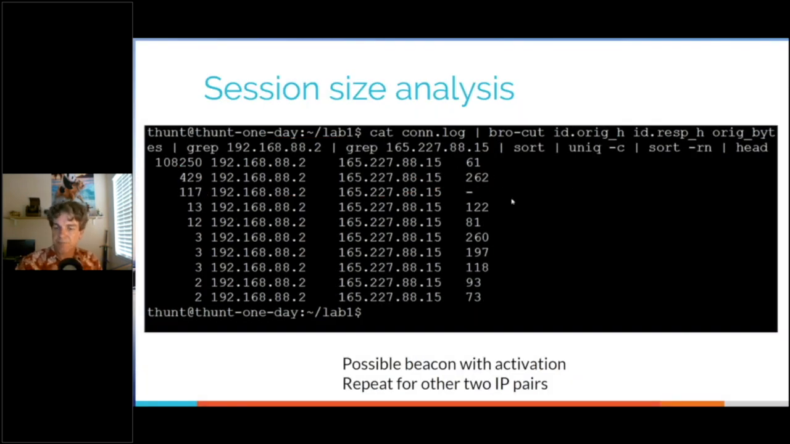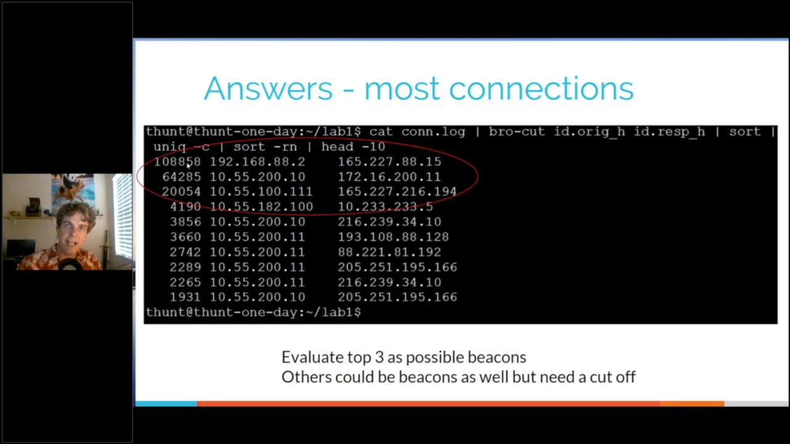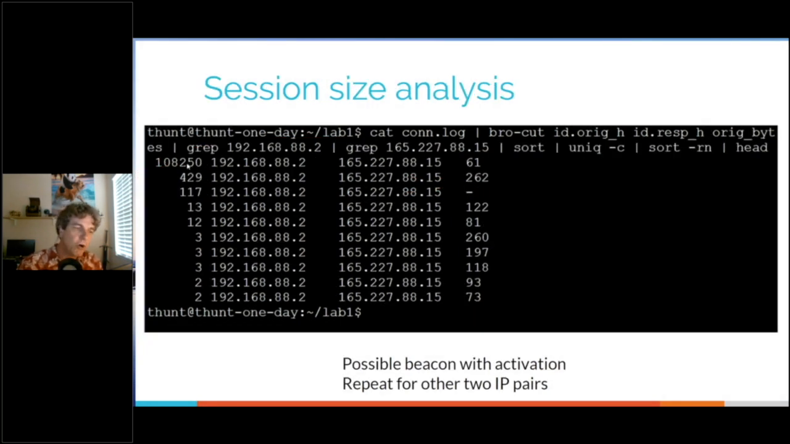And notice, here we see I have 108,858 connections total. Out of that 108,858, 108,250, almost all of them, 61 bytes was sent from the internal system to that host out on the internet. Then I have 429 instances when 262 bytes exactly were sent. And then it goes down, and we have a bunch of them where no data was sent. There was a connection attempt and nothing happened. And then 13 instances where it was 122. So what does this mean? This to me looks like a beacon.